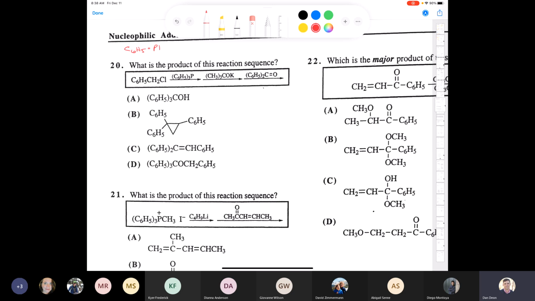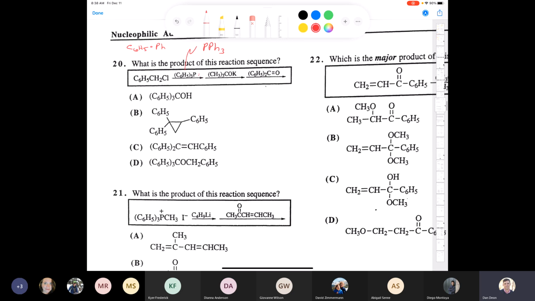C6H5. That's the same thing as a phenyl, and so this is PPh3, right? Which we know is a nucleophile. All right, we're going to do our nucleophilic attack like this. We'll lose the chloride. And then the intermediate that we would make would look like this, C6H5, CH2, and then it's going to be bound to the phosphorus with the 3 phenyls like this.